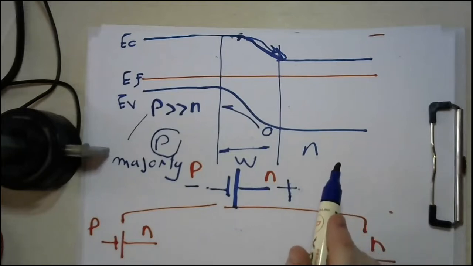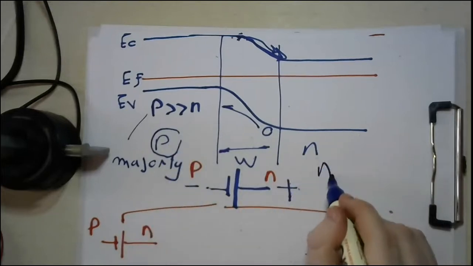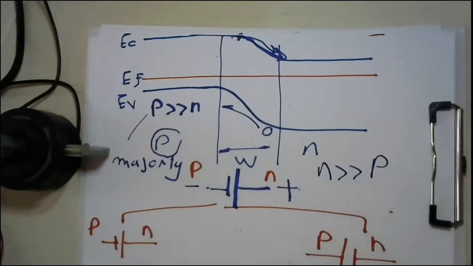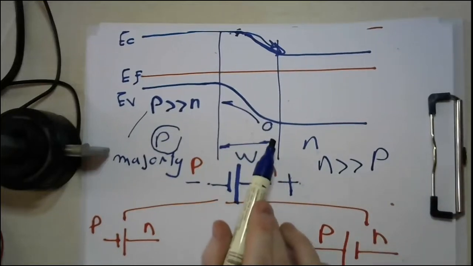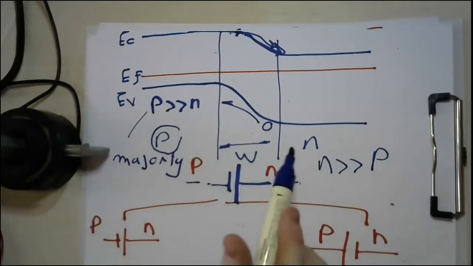Similarly, here you have a majority of electrons and a minority of holes. So a very, very small amount of holes are going to travel from the right-hand side to the left-hand side, because simply the stock is very limited.